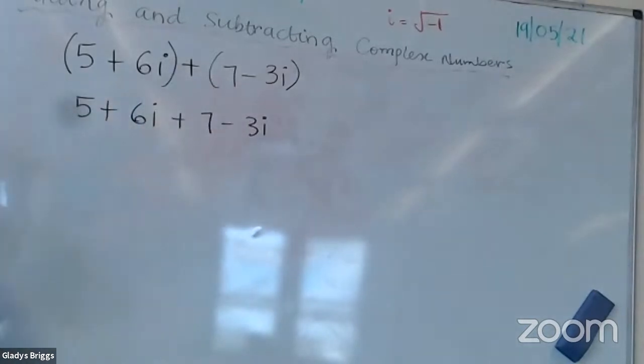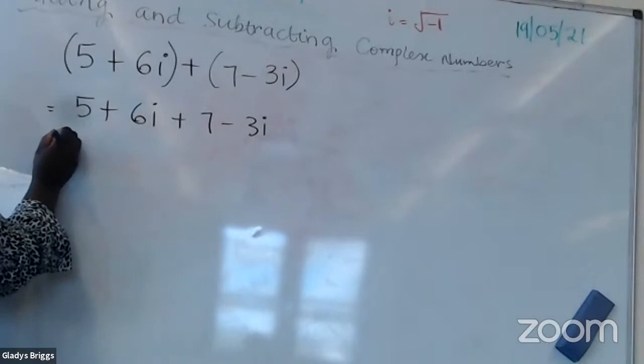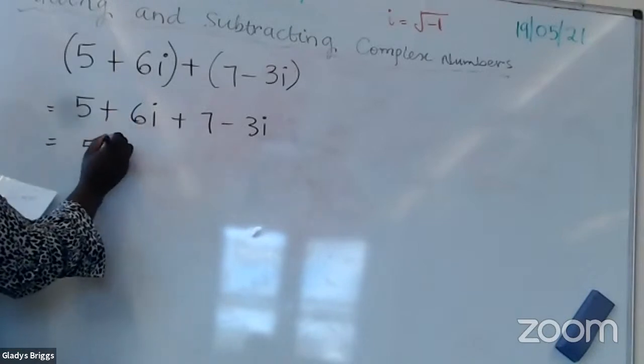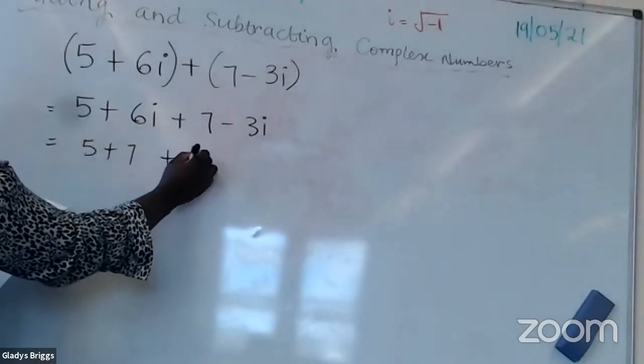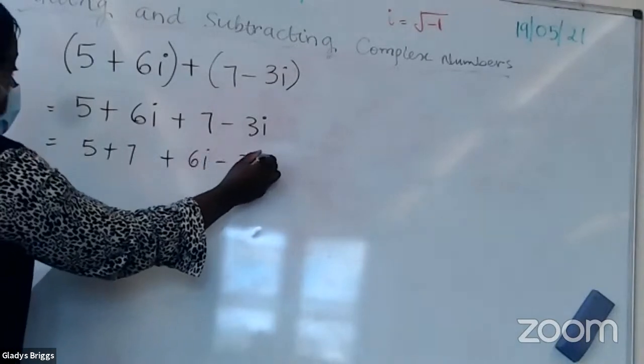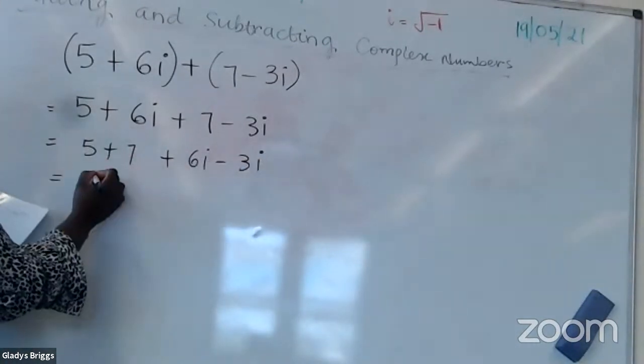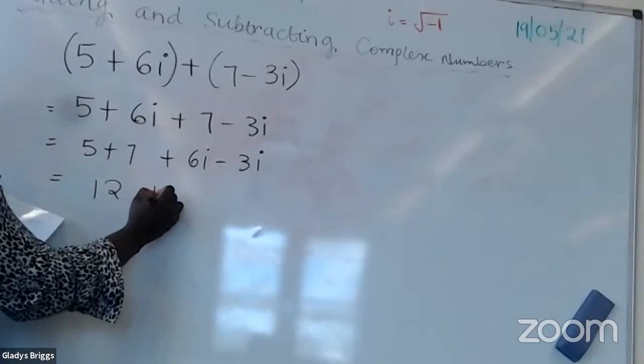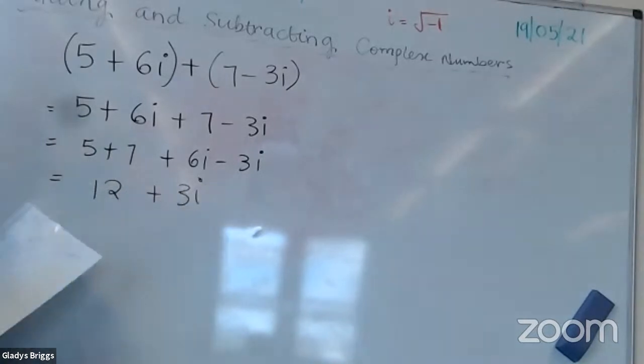There is no multiplication sign here, so you're not worried about a change in sign or anything. Just remove the brackets and then you can get on with it. All right, and this would become 5 plus 7 plus 6i minus 3i, and that's going to become 12 plus 3i. Very simple. You like this one. That's all. Yeah, you would love that one.